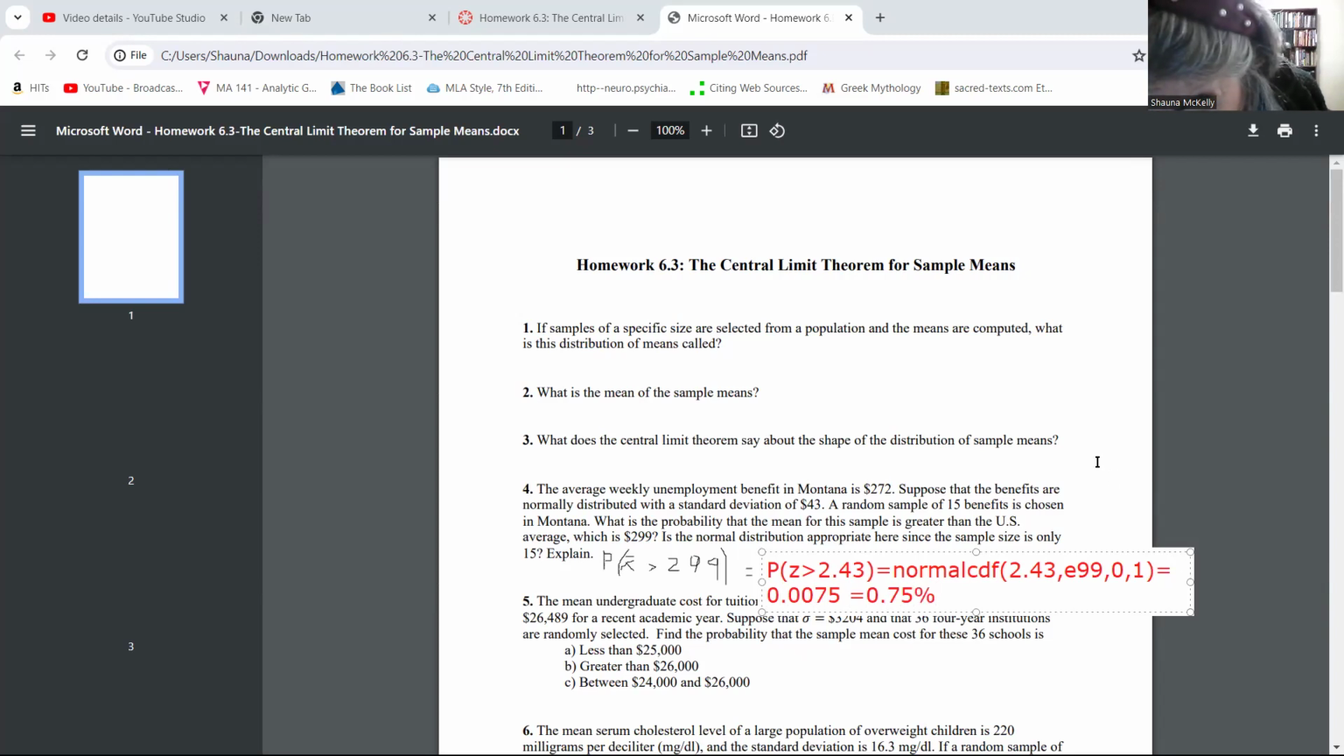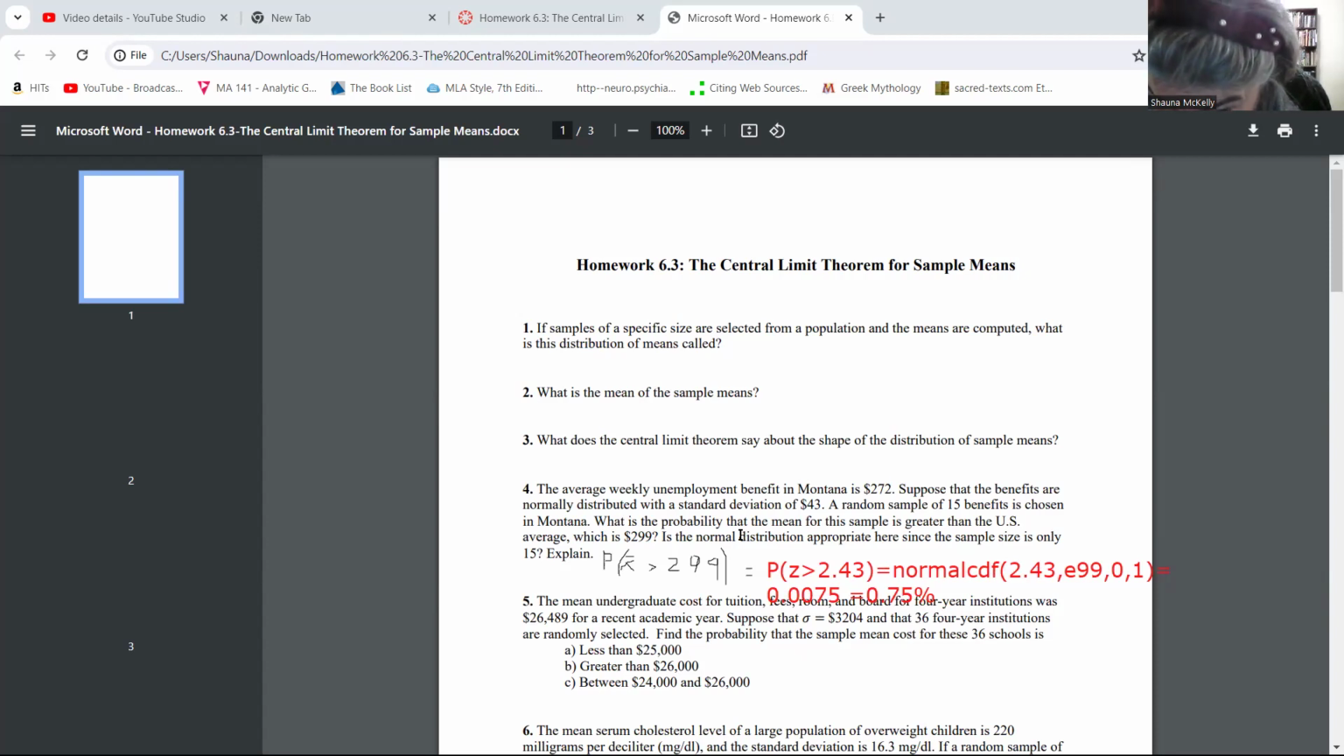Most of the rest of these problems are very similar. There are 8 of them left on here. That should get you started. The only difference really is figuring out which mean is which and figuring out your normal CDF with your sigma divided by the square root of n.